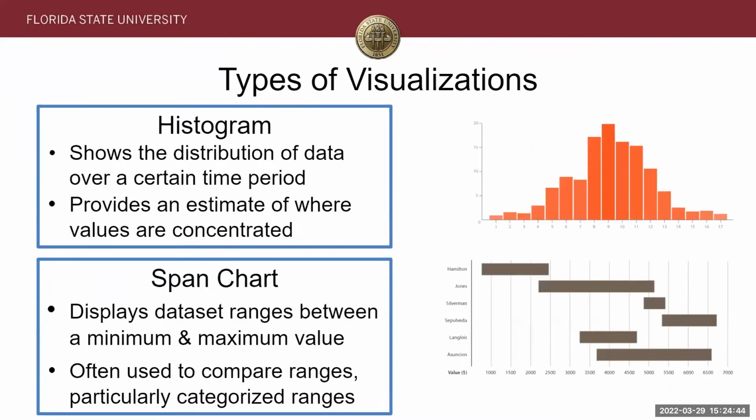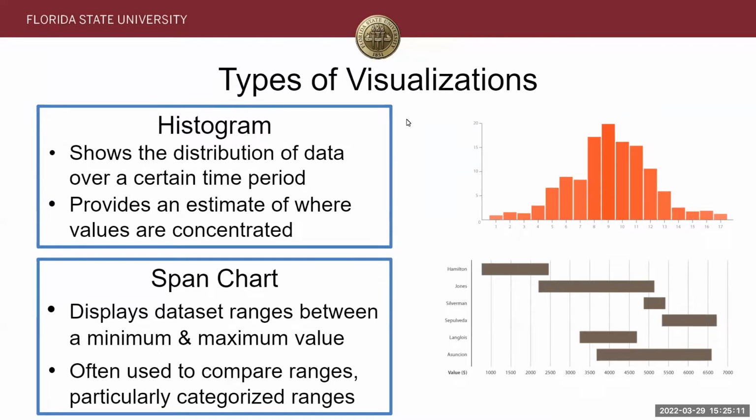All right, and so then the final 2 that I will just briefly talk about in our tour of common data visualization types are histograms and span charts. So histograms look similar to that bar chart earlier. This shows the distribution of data over a continuous interval or a certain time period.